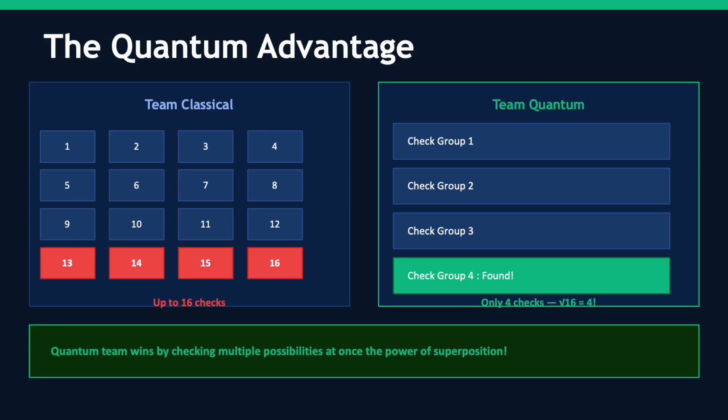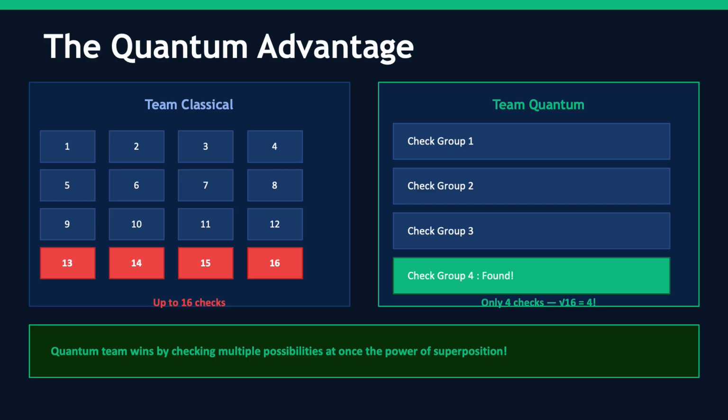When you compare the results from both teams, you can play as both teams one at a time. The pattern should be clear. Team Classical might have needed anywhere from 1 to 16 flips with an average around 8. Team Quantum, following the Grover's inspired strategy, needed at most 4 steps, which is the square root of 16, for the same problem. The quantum approach is significantly faster.